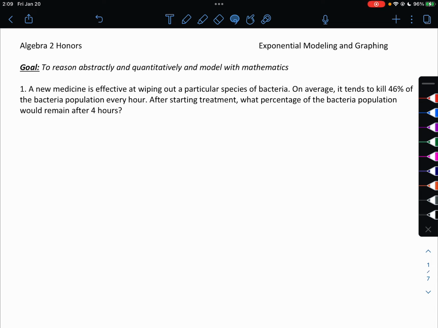On average, it tends to kill 46% of the bacteria population every hour. After starting treatment, what percentage of the bacteria population will remain after 4 hours? So remember, for bacteria, we usually want to use this formula here. We don't know our A, that's what we're going to be looking for here. And we don't know our A sub 0 either, but that's okay, we'll figure that out later.